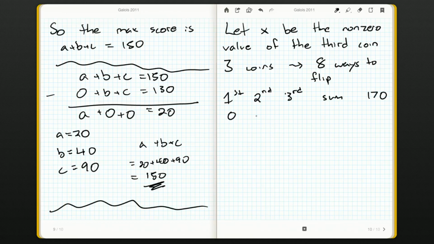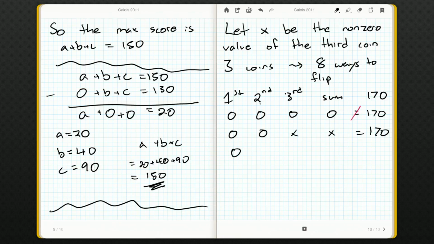So the first coin could be 0, the second coin could be 0, and the 3rd coin could flip up and be X. That way the sum will be X, and we need to have X equal to 170. Oh, sorry, the 3rd coin, I guess, could flip up 0. And then we need to have 0 equal to 170. Well, that's just ridiculous. So we could have 0, 0, X, giving us the sum of X, and so we need X equal to 170.